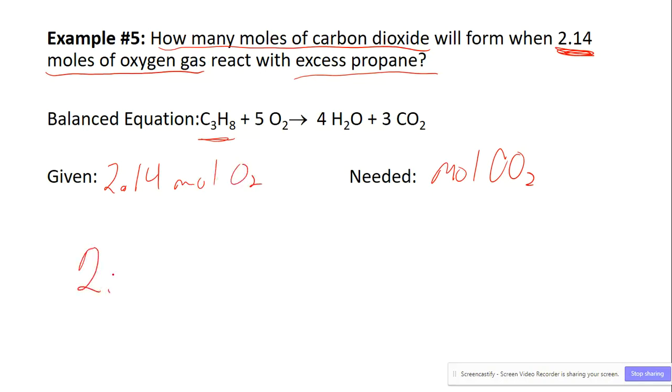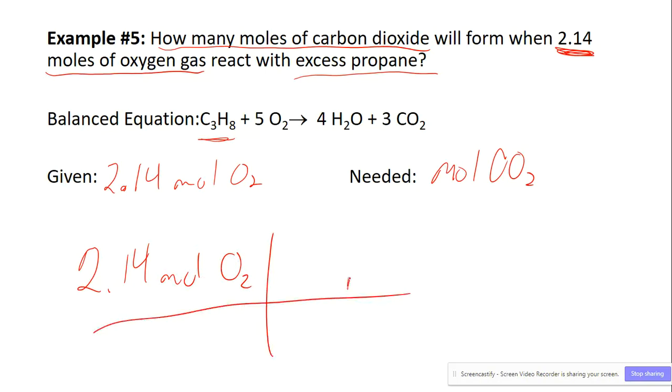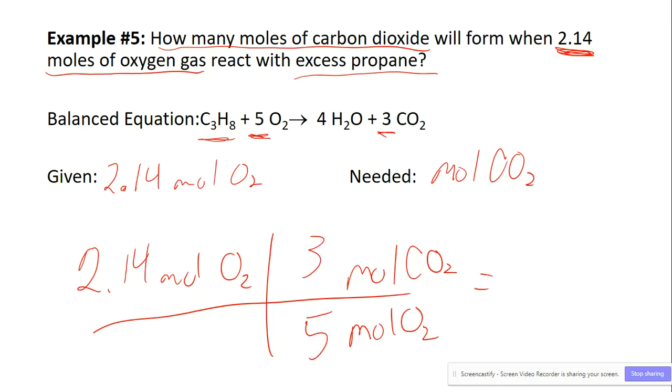So we're going to start with the 2.14 moles of O2, and we're going to go to moles of CO2. And in order to do that, we're going to have to cancel moles of O2, and this relationship comes from the balanced equation. So there's a 5 associated with the oxygen, and there's a 3 associated with the carbon dioxide. So 2.14 times 3 divided by 5 is 1.28 moles of CO2.